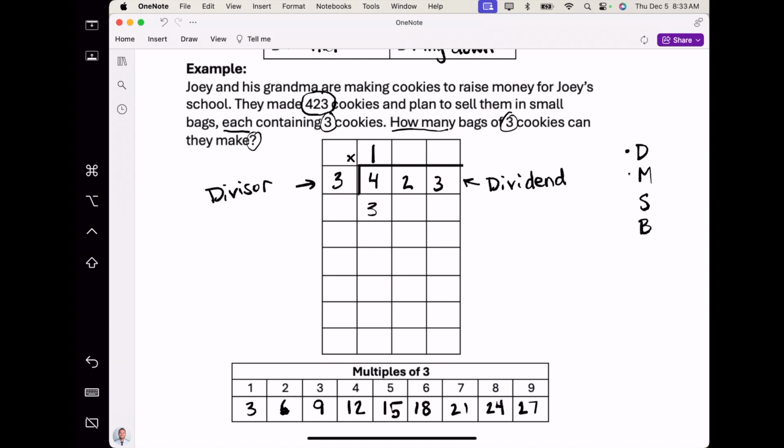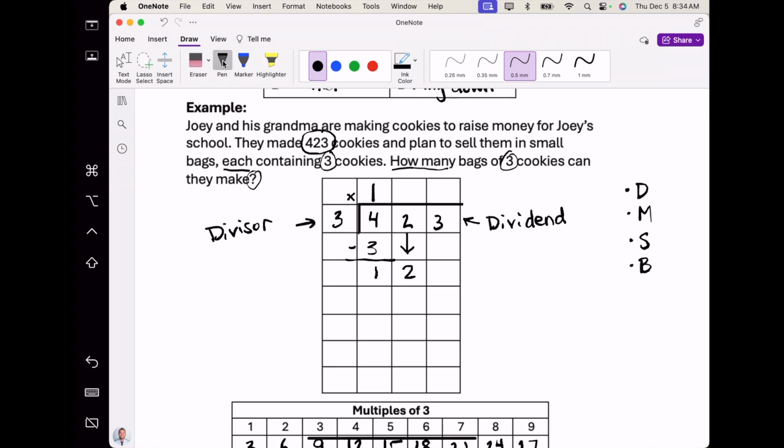So now I multiplied. My next step is subtract. So I take 4 minus 3, and I get the difference of 1. Essentially, that means I have 1 left over from those 4 that I was dividing into. My next step is bring down. So I'm taking the 2 and bringing it down right next to the 1.